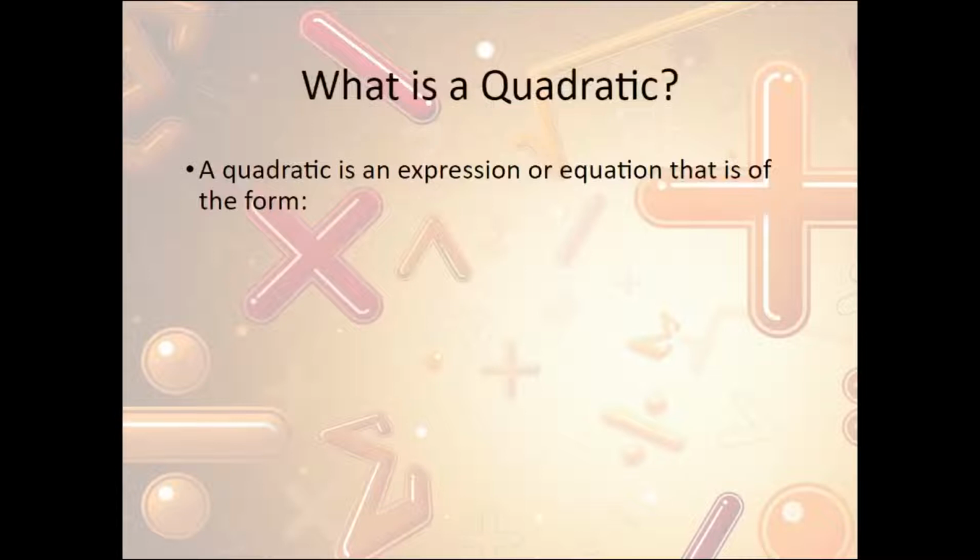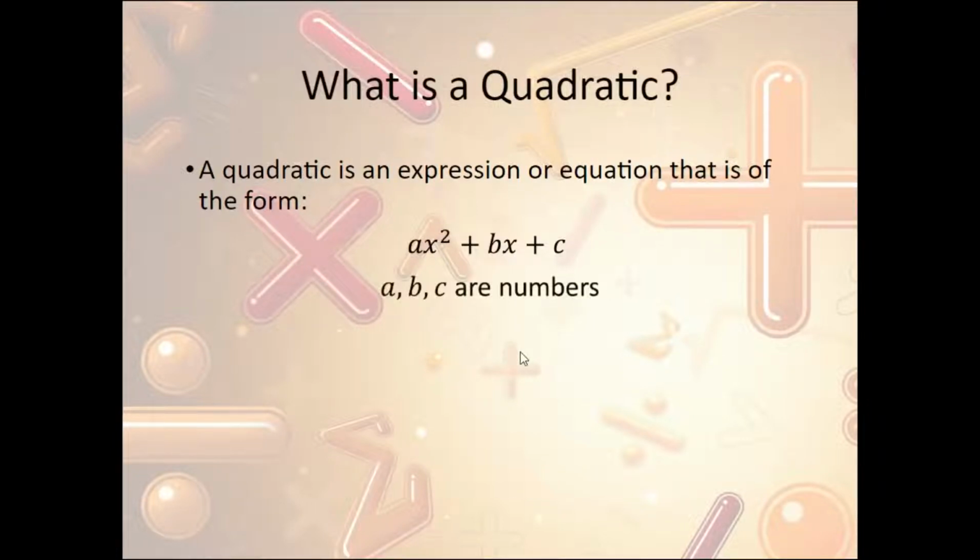Now, what is a quadratic? A quadratic is an expression or equation that is of this form: ax squared plus bx plus c. So notice the squared term is here, that we have an x squared, and we have some other x and then some constant.